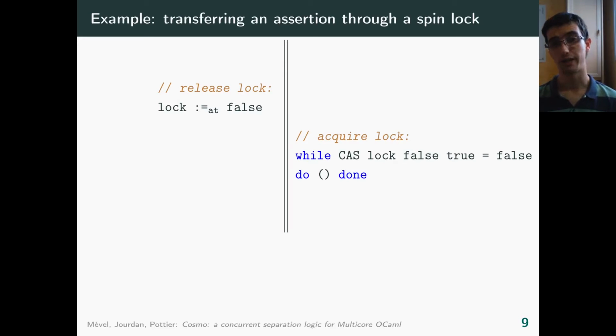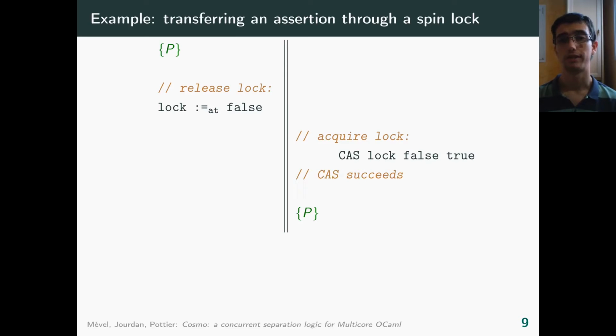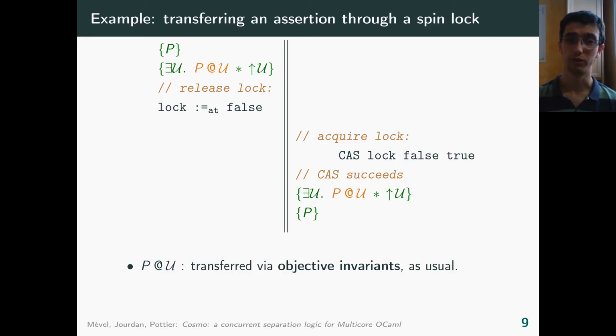The first thread has P before releasing the lock. The second thread will get P after it has acquired the lock. So we want P to be transferred from the first thread to the second one. To see how that works, let's consider only the concurrent set operation that succeeds, because that's when the transfer happens. As we've seen, we decompose P into an objective part and a subjective part, so that we can transfer each part. The first part, P at U, is objective, so it can be transferred using an invariant as usual, so we get rid of it. So now we are down to the problem of transferring a view assertion.